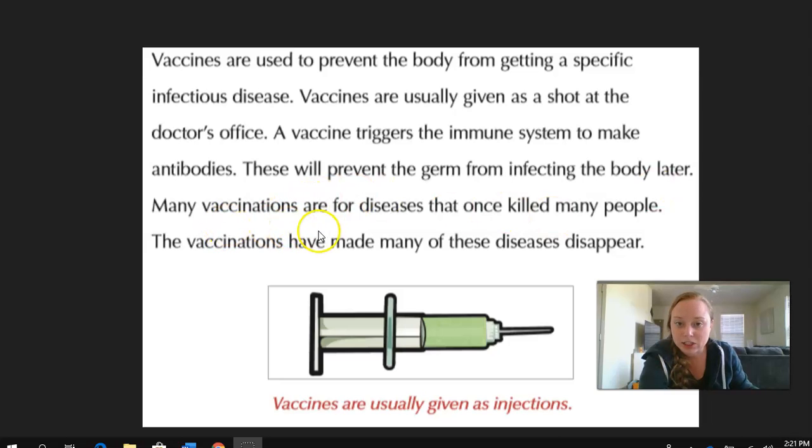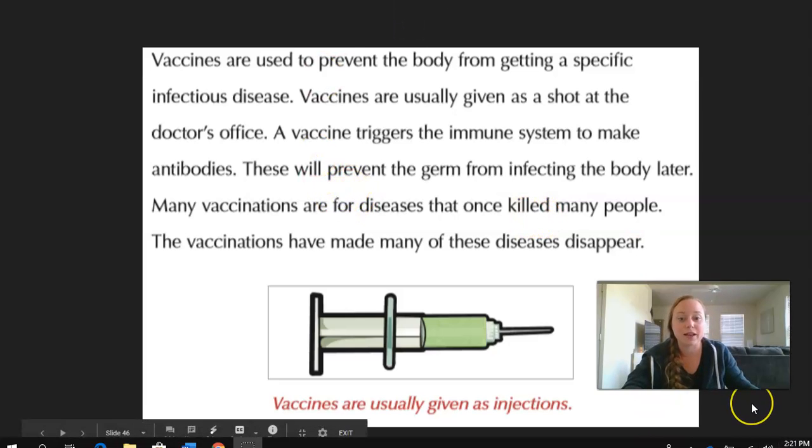Many vaccinations are for diseases that once killed many people. The vaccinations have made many of the diseases disappear. So vaccines are usually given through an injection or a shot, like this one in the picture.